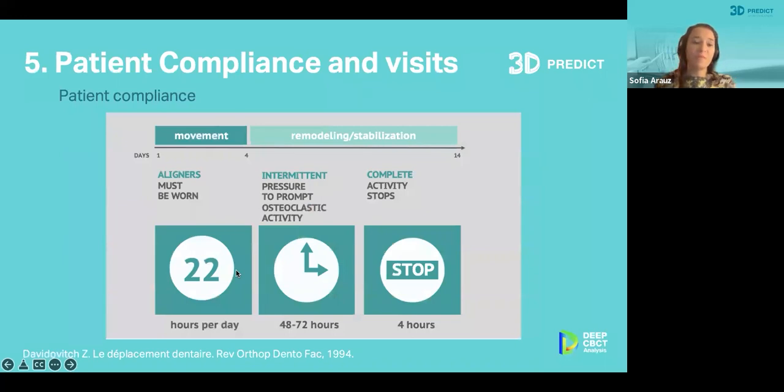Now, the fifth step is patient compliance and visits. And I know there's a lot of trains of thought out there. Some companies say you can change aligners every 7 days. Some other companies say change aligners when the next step fits. We at Treat to Predict follow the publications, we follow the science.